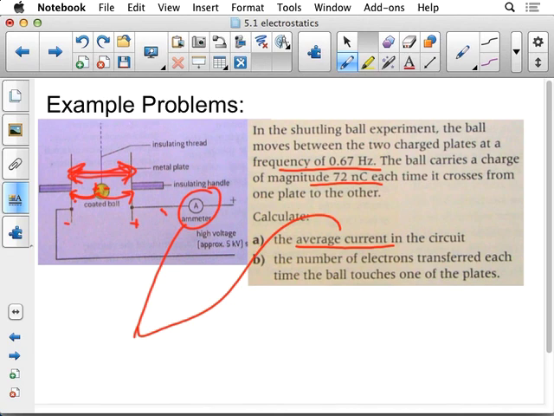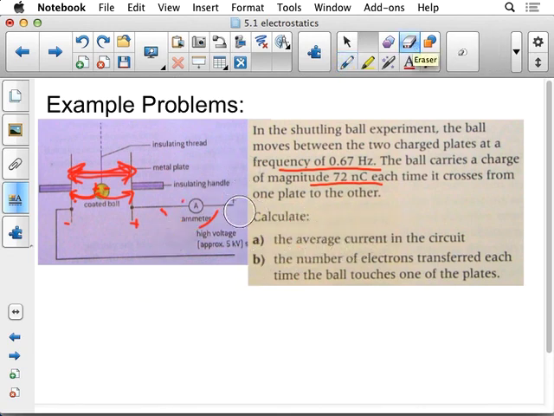So go ahead and see if you can calculate first the average current in the circuit. Use the basic definition of current and then see how the given information can be used to fit into that.